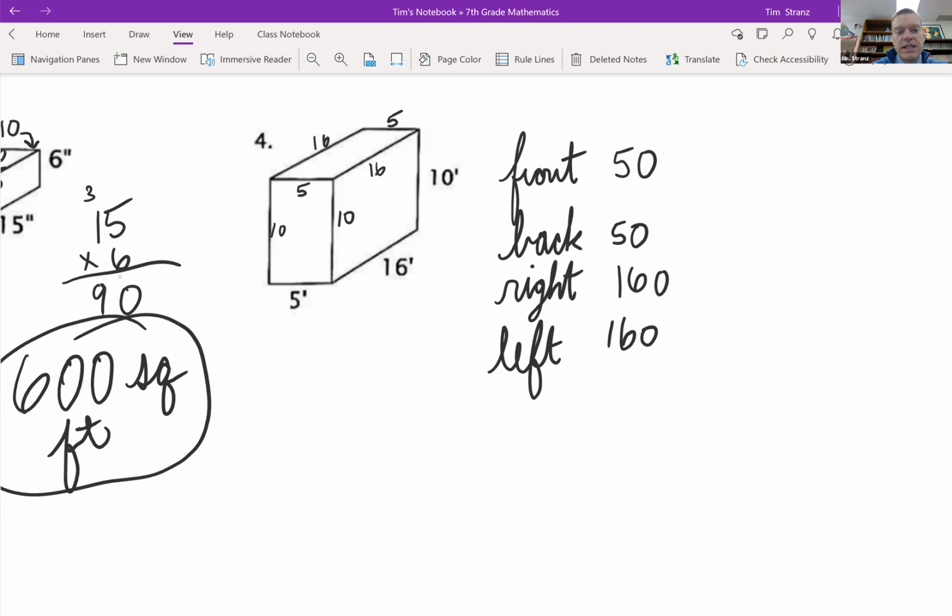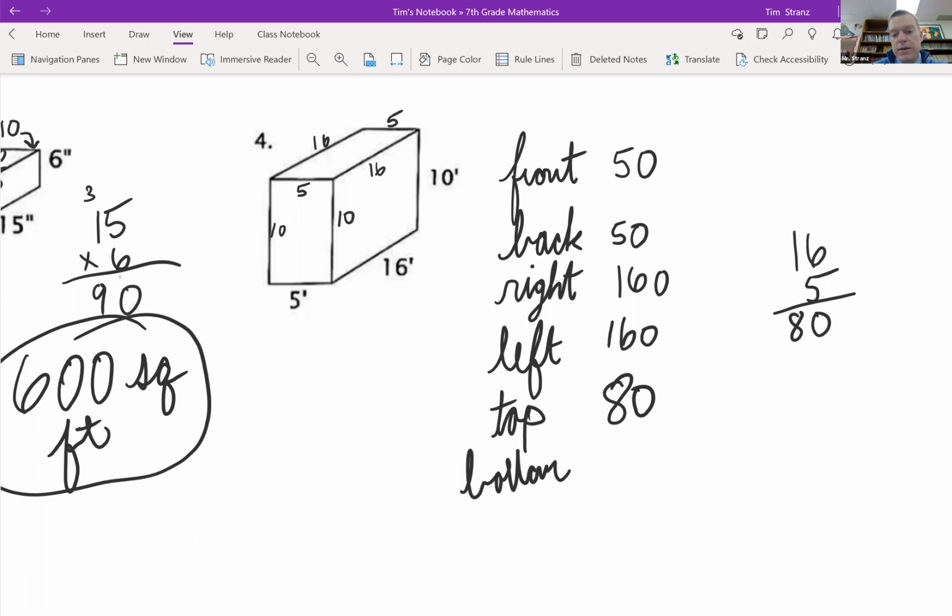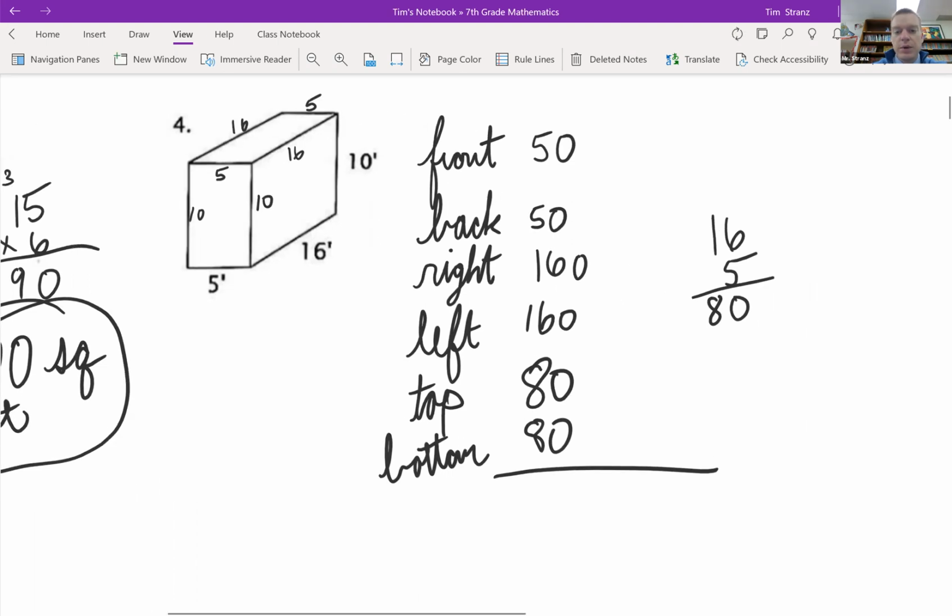So the top is going to be 16 times 5. Okay, so off to the side, I'm going to do 16 times 5, which is 80. So on the top, we have 80. And then that means on the bottom, we have 80. Okay, we can add up all these and see what we get.